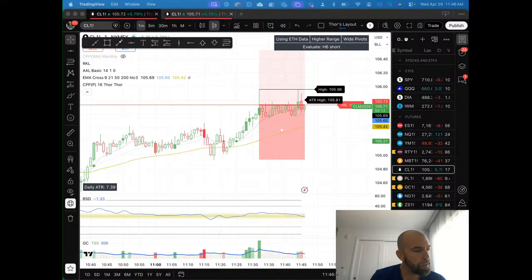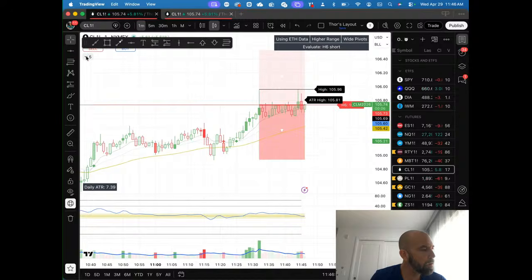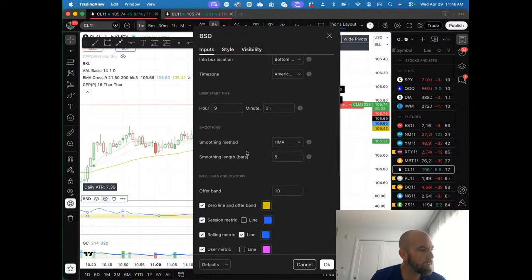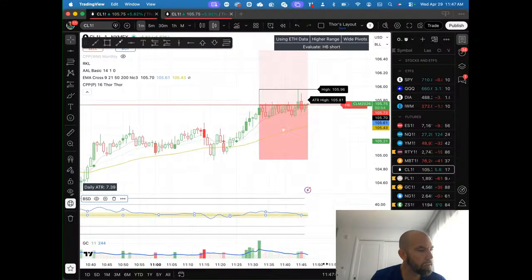So we have three different fields: user, session, and rolling. I really don't use user. A user is just your own. You can define your own time setting of when you'd like to start observing. So like you could start it at like 9:35 or something like that. I really don't use the user. I use mostly the session and the rolling.